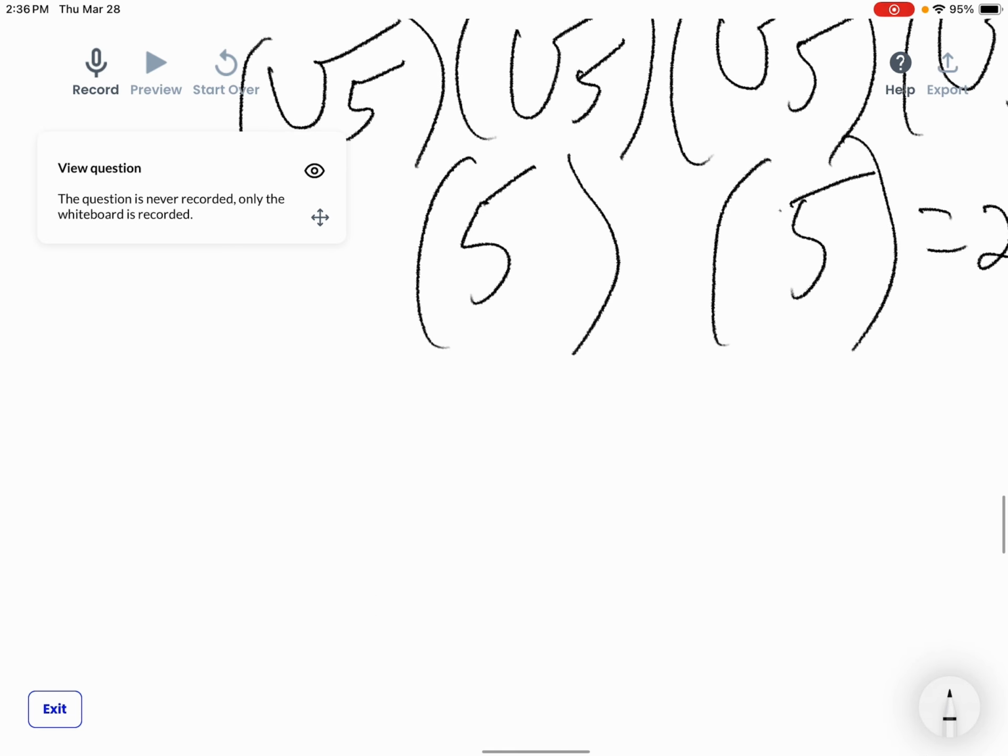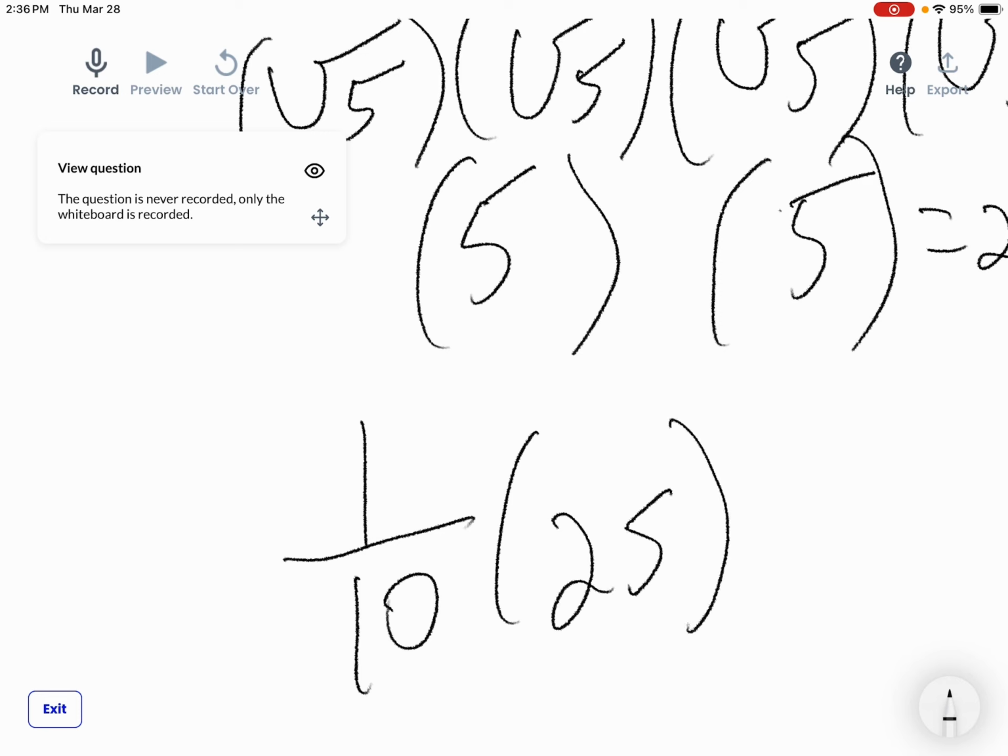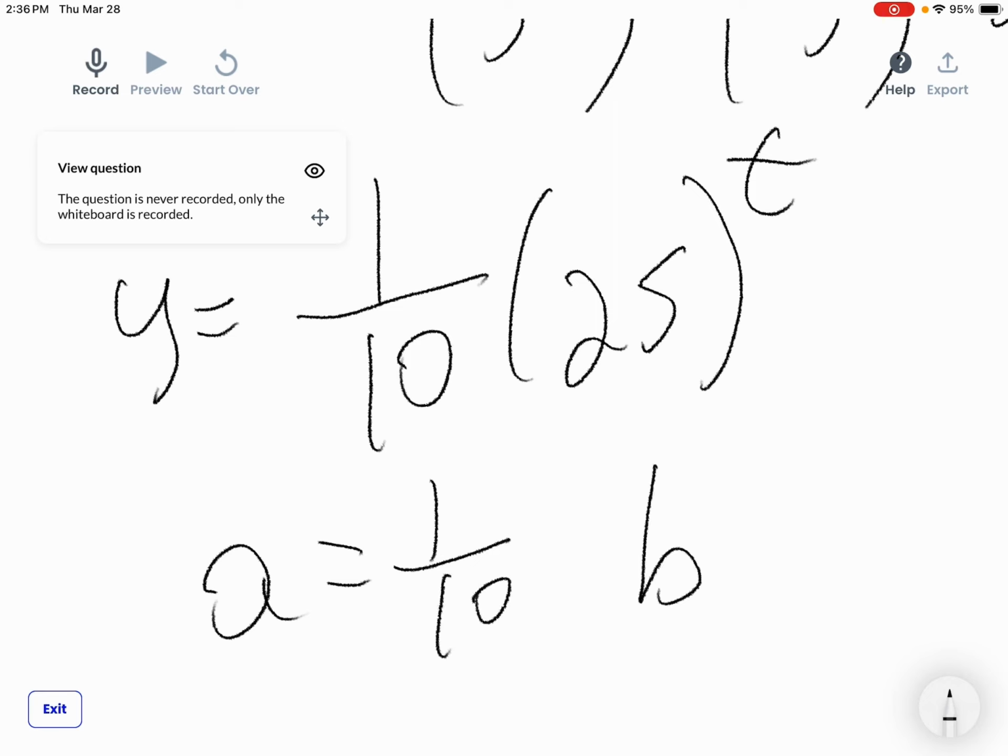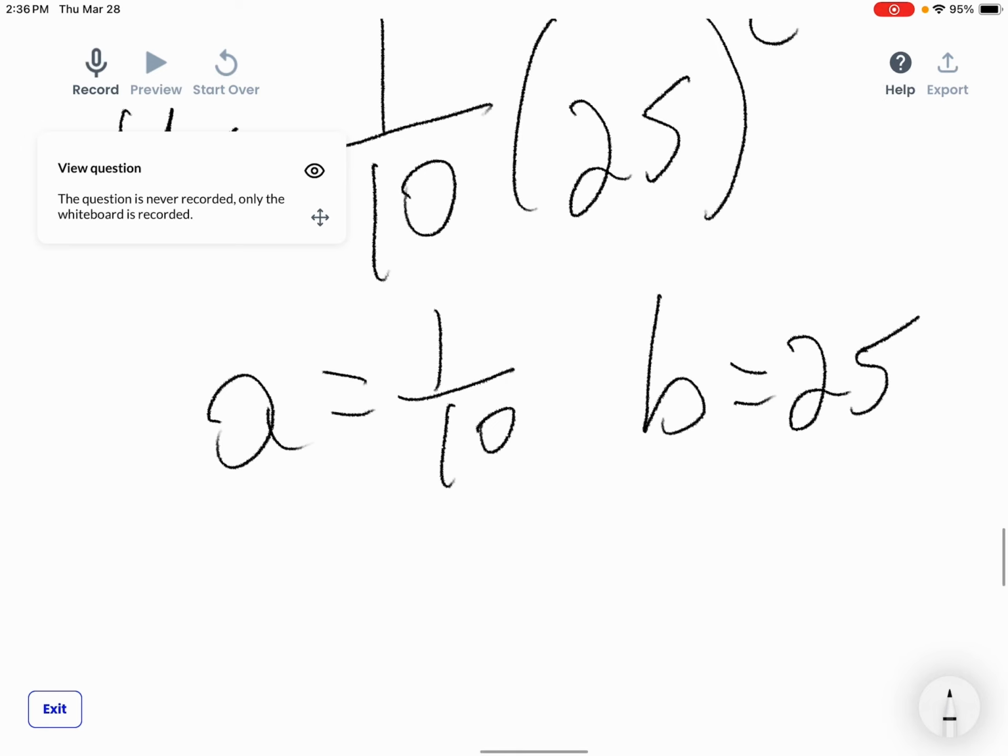We can write this as 1/10 times 25 to the t, and now it's in the form y equals a b to the t. So what is a? The initial value a is 1/10, and our growth factor b is equal to 25. All right, hope that made some sense. Calculator, take care.